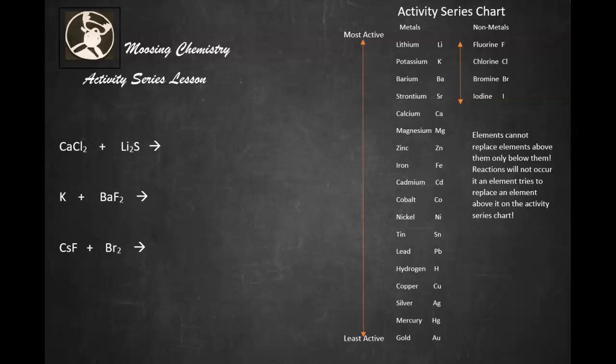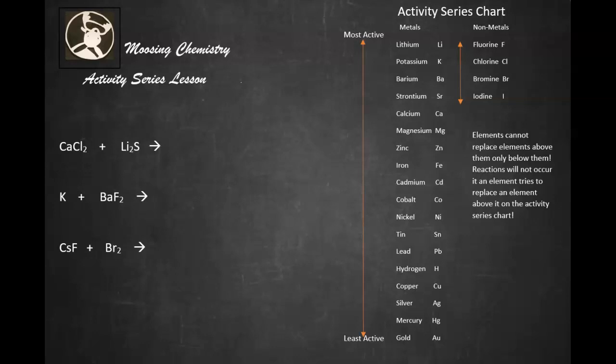This is our activity series lesson. What does the activity series talk about? Well, the activity series talks about whether a chemical reaction is actually going to occur. And we have to look at the activity series to tell if this is going to work or not. Sometimes when we put elements together, or chemicals together, like compounds, things don't react. They just sit there. That's because certain metals cannot replace certain metals, and certain nonmetals can't replace certain nonmetals.